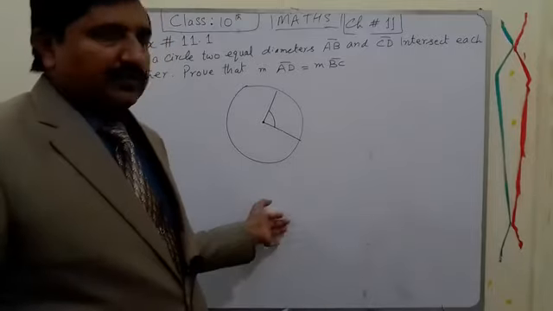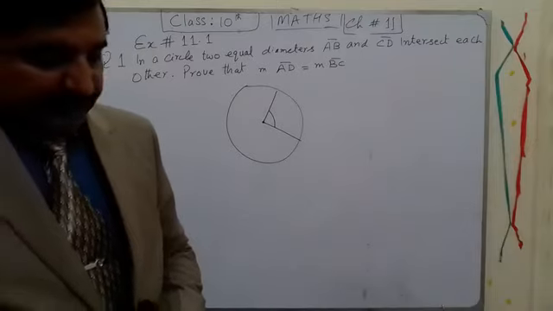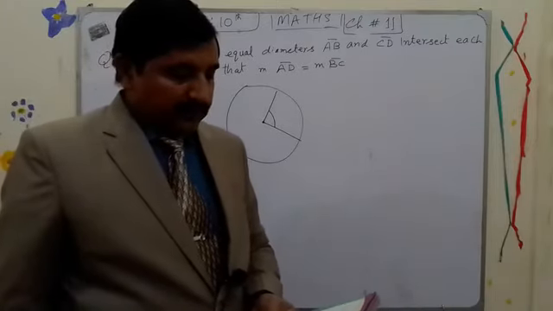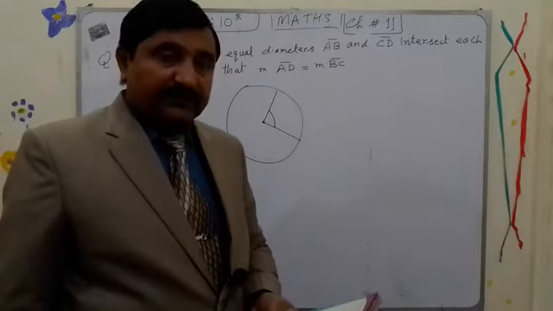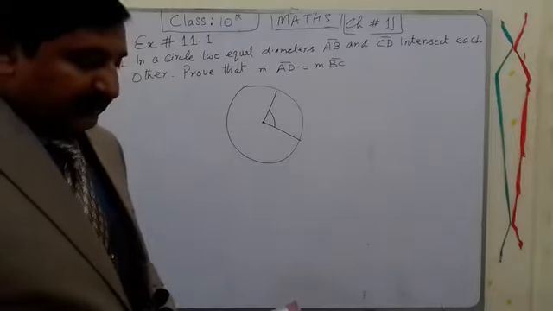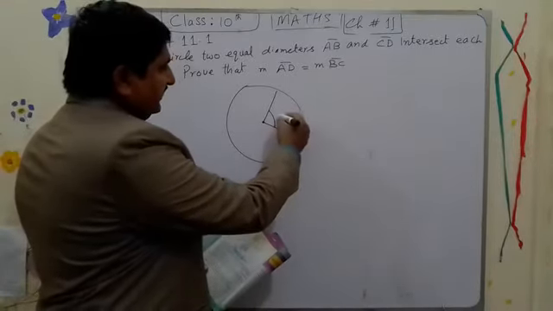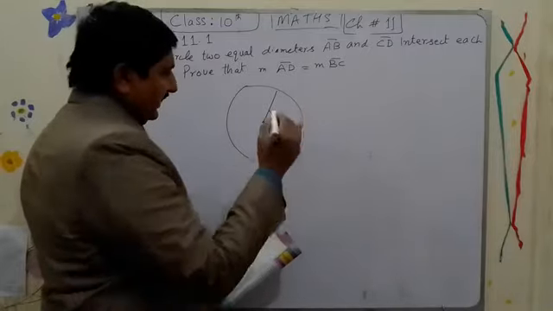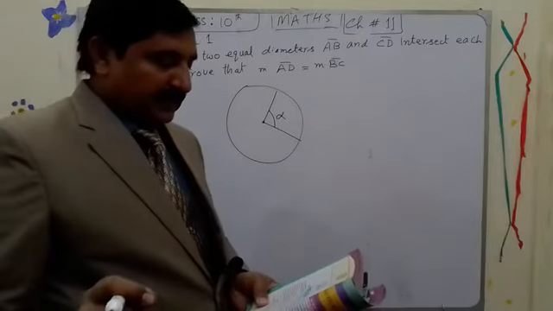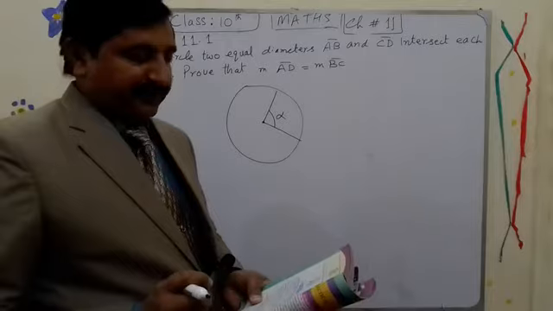Before starting this theorem, boys, we have to use some things, a few points that are known as circumangle and central angle. So I want to define a central angle. A central angle is subtended by two radii with a common vertex, that is the center. This angle is known as the central angle. Central angle is subtended by two radii with the vertex at the center of the circle.